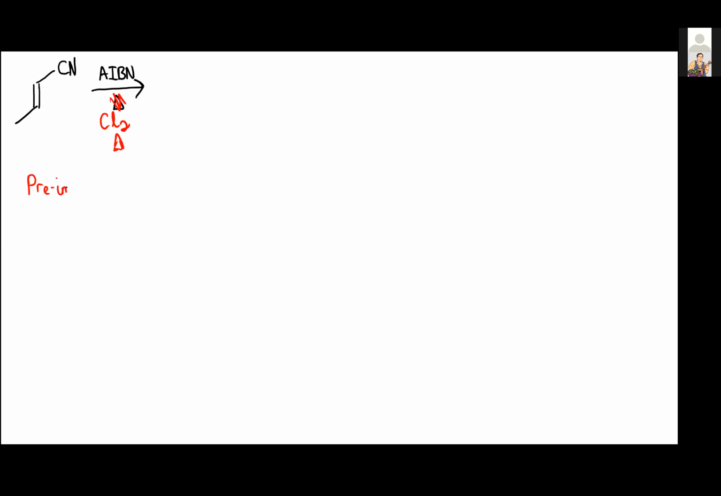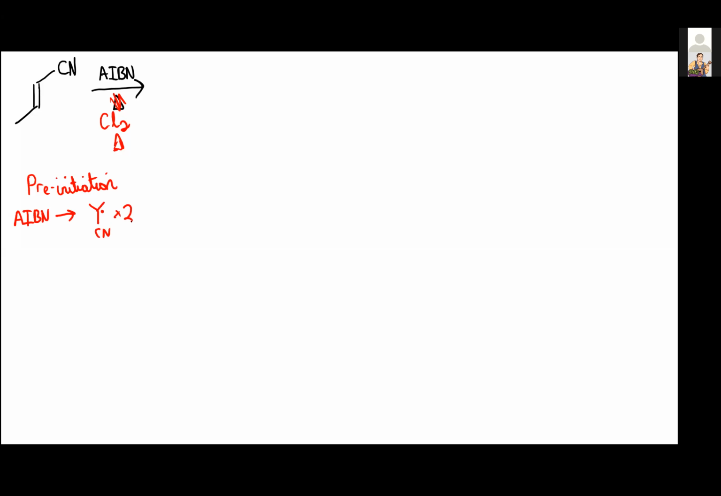The pre-initiation is AIBN does its decomposition. We have that mechanism drawn out a handful of times, so I'm not going to do it again. I'm going to just do the short form and just get us to where we're going to go. If you're doing an exam, you can't do the short form, you need to draw it all out. I'm changing it a little bit because I'm not doing the polymerization this time.